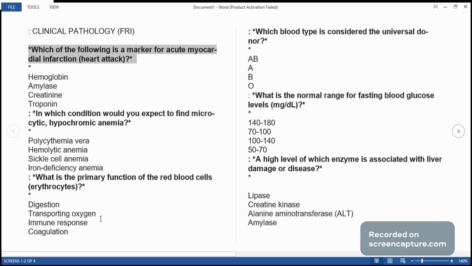Question 3. What is the primary function of the red blood cells? That's a very simple question you started studying in class 2. The options: digestion, transporting oxygen, immune response, coagulation. Of course, it's transporting oxygen.